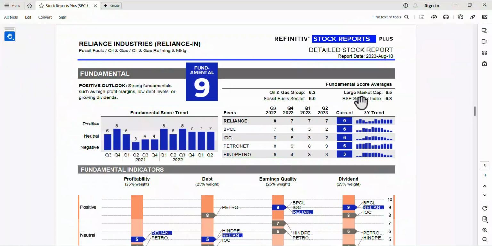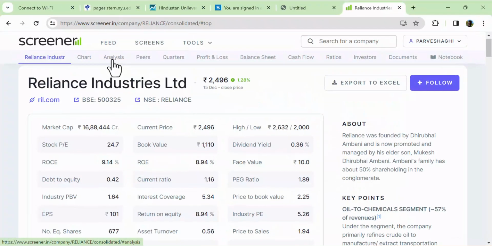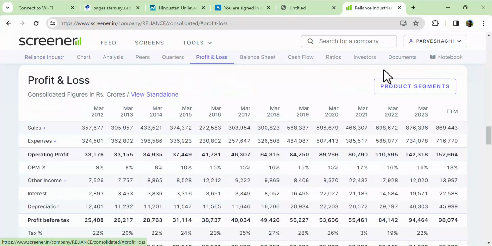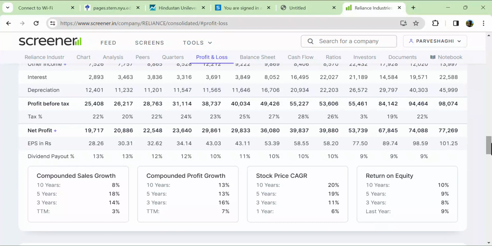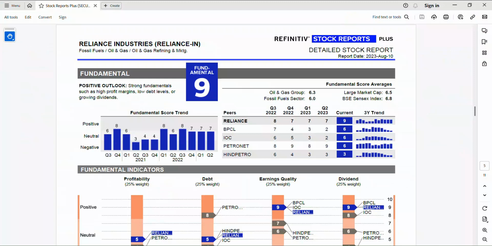So it says the company is fundamentally strong: high profit margins which are growing, low debt levels, and growing dividend. So the company has been paying dividend also. We can check that also, in the profit and loss account. So the dividend payout ratio, in terms of percentages, is around 10%, not showing a very big growth sign. But the dividend payout ratio is given for the last period. Okay. So growing dividend, but saying so anyway.